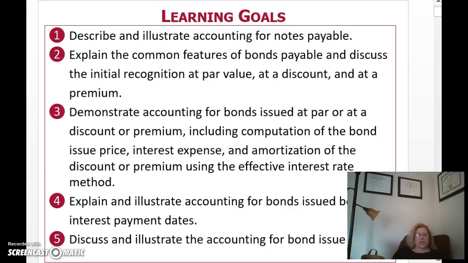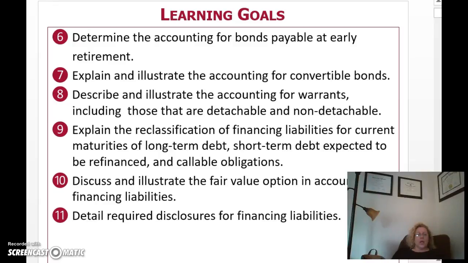Learning Goal 4 explains and illustrates accounting for bonds issued between interest payment dates. Learning Goal 5 discusses and illustrates the accounting for bond issue costs. Bonds can be retired before maturity, so Learning Goal 6 determines the accounting for bonds payable at early retirement. Learning Goal 7 explains and illustrates the accounting for convertible bonds.